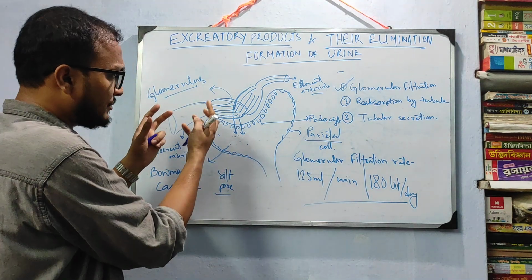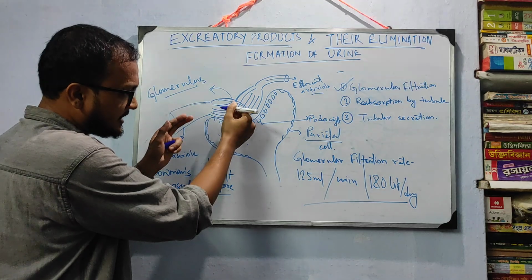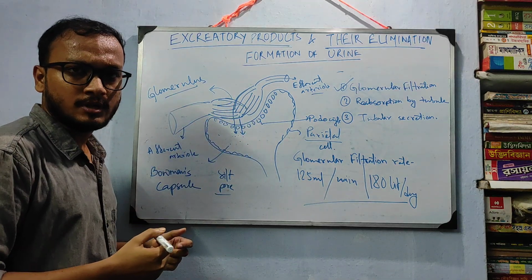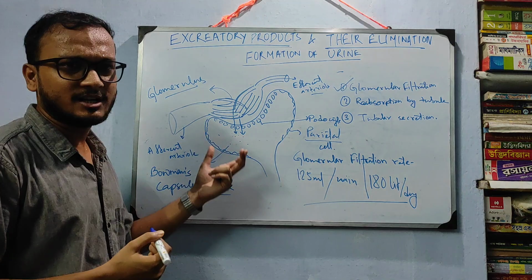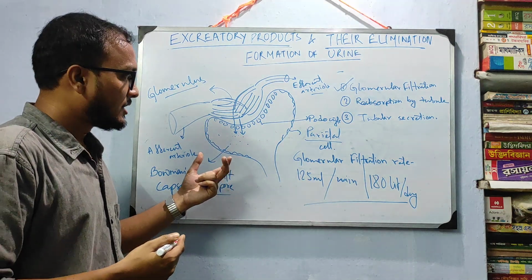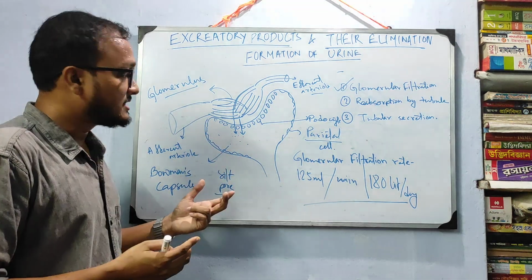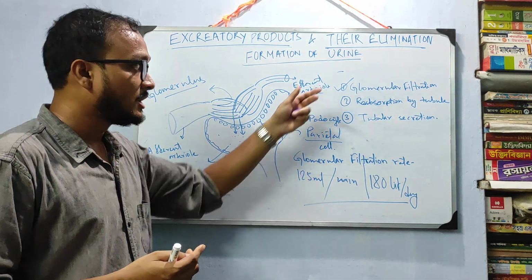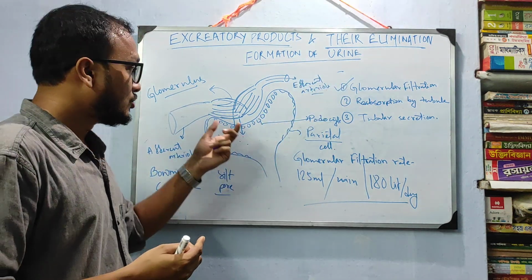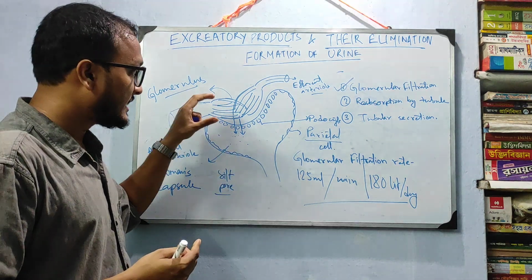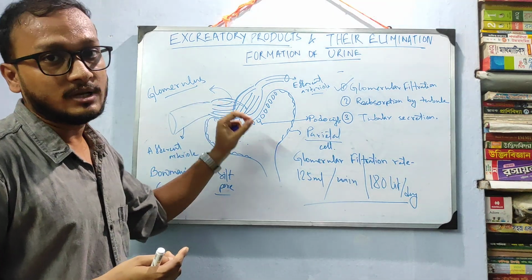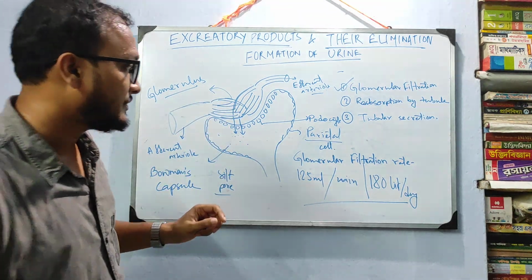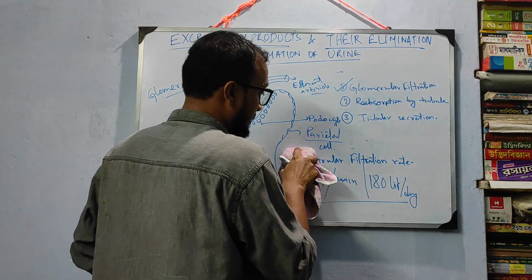Now what is the main thing? That's why some filtrate is entering into the Bowman's capsule. Is there any kind of pressure? Is there any kind of energy that is being used? What is the main reason? Now in this case, for glomerular filtration, no energy is required. There is some kind of pressure that will help in filtration. So what is that? Let's see.